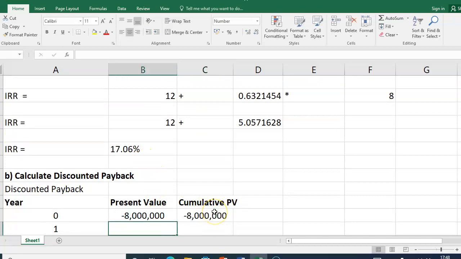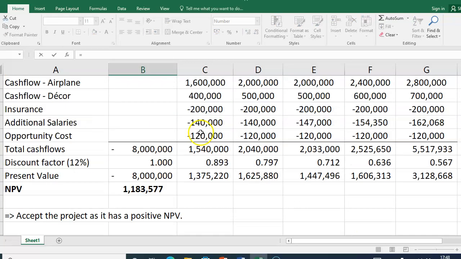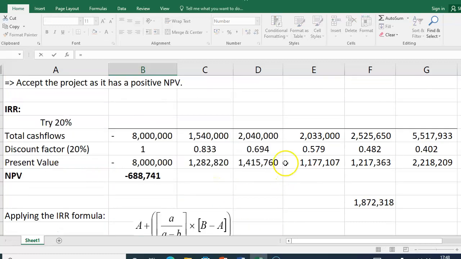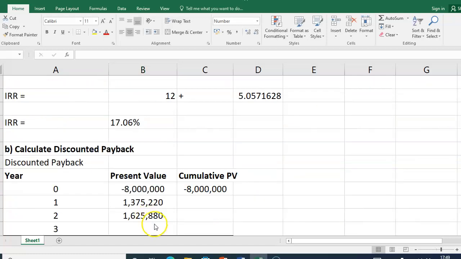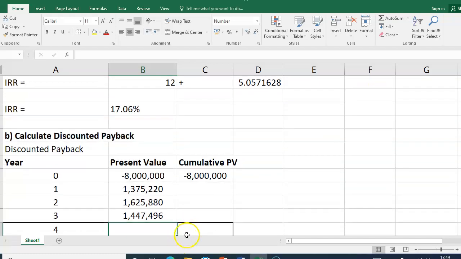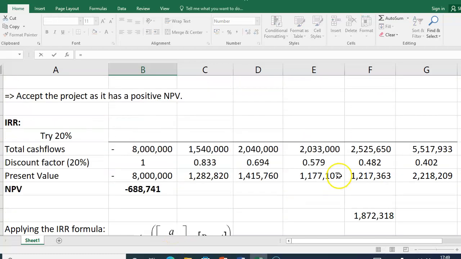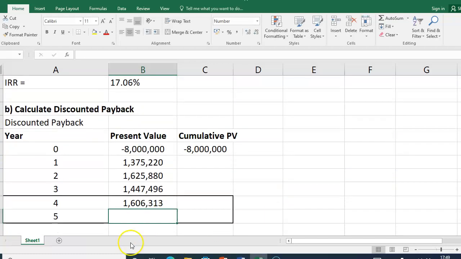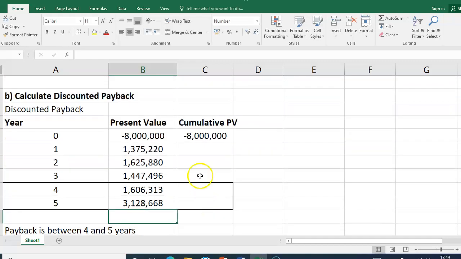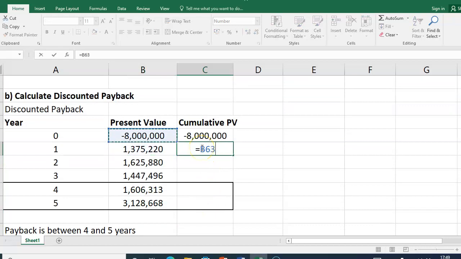Again, we're just going to drag down all of our cumulative figures. This is for the discounted payback, so remember, for the discounted payback you take your discounted cash flows, dragging all of these down really fast. To calculate your payback, you start off with your cumulative and add on your cash flow in each of the years.